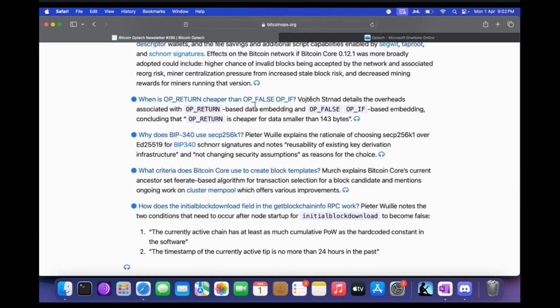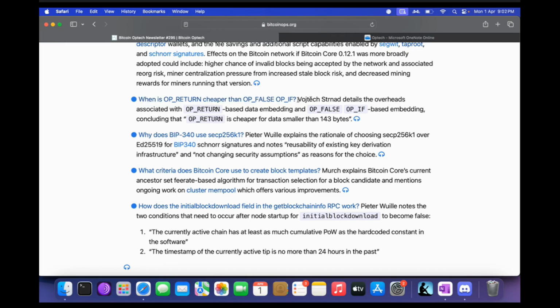When is op return cheaper than op false op if? And just when we were talking about arbitrary data, there is a question which asks which is a good mechanism to embed arbitrary non-monetary data on the blockchain. Is it op return? You all know what op return is. It's basically an opcode that allows you to embed 80 bytes of unspendable data, which is generally used to embed arbitrary data on the blockchain.